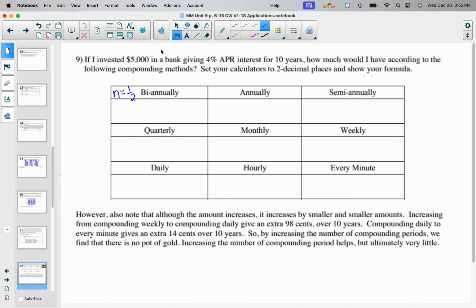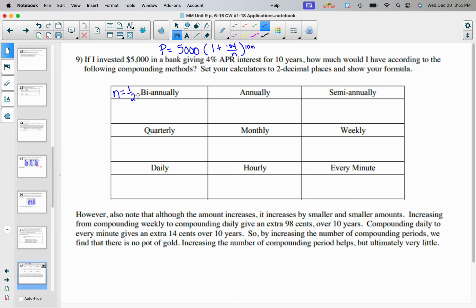I'm actually going to write the formula up here. So we have P equals, this is the formula from the previous page. Our P naught was $5,000 because that's what we're investing. Then we've got 1 plus R, which is 0.04, over N, and this is the part that will change. And then we've got 10 years, so that's T. Remember, this is NT, so I'm going to call that 10N. The only variable we're going to have is N.